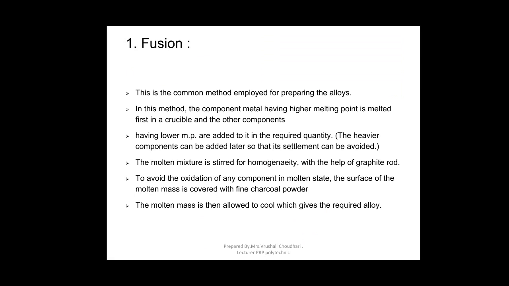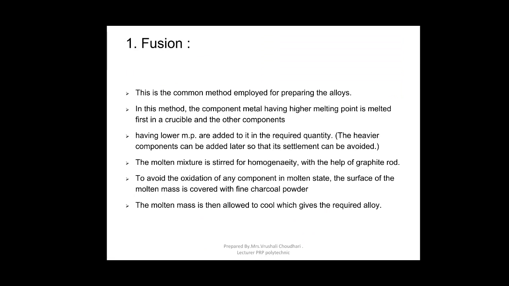The molten mixture is stirred using a carbon or graphite rod, so that it does not react. Pure metals have very high melting points. Therefore, we use a crucible or refractory materials to melt the metals, and a graphite or carbon rod as a stirrer, because if we use another metal as a stirrer, that metal itself would react or be added to the alloy.